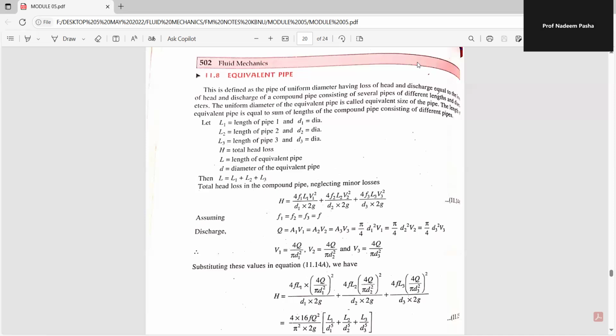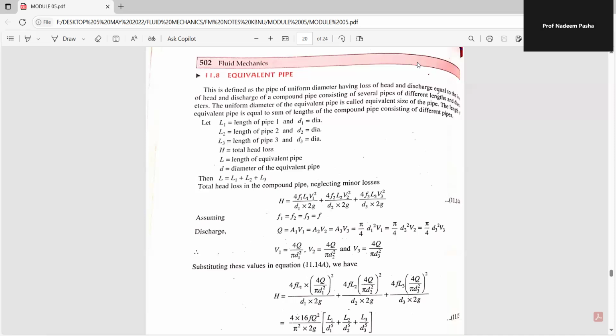Now we assume F1 equal to F2 equal to F3 equal to F, that is, we assume the friction factor to be the same in all the pipes. We know that discharge is area into velocity, so A1 V1 equal to A2 V2 equal to A3 V3 from the continuity equation. The area of the first pipe is pi by 4 D1 square, similarly the area of the second pipe is pi by 4 D2 square, and the area of pipe 3 is pi by 4 D3 square. So your discharge equation changes in this way.